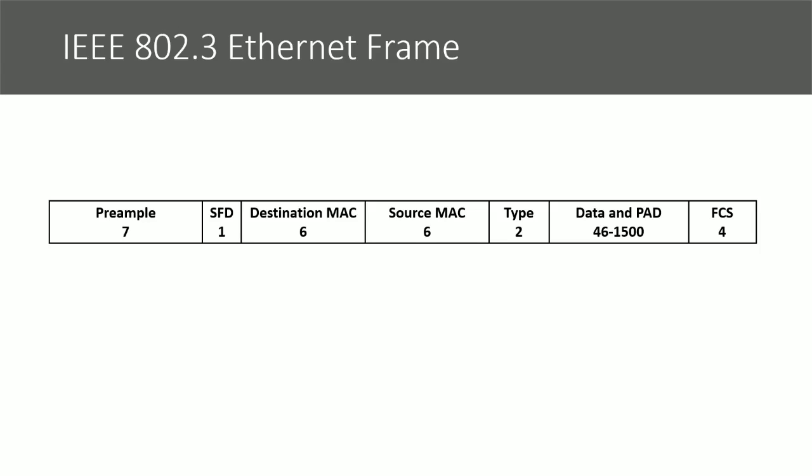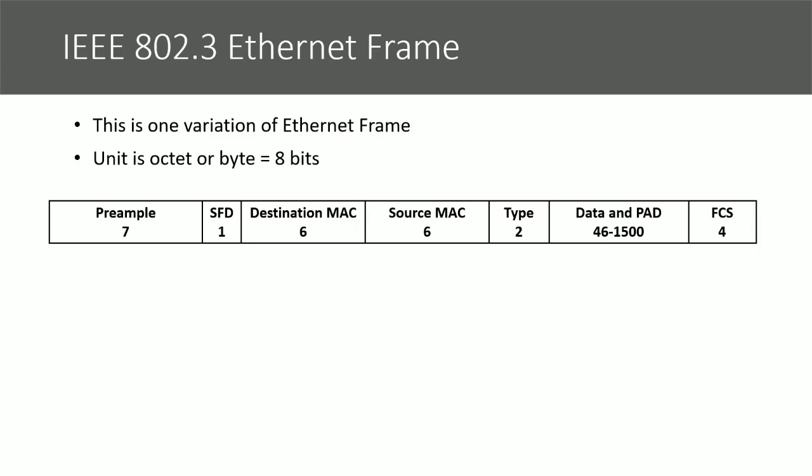Let's take a look at an example of a layer 2 frame, which is an Ethernet frame 802.3. This is one variation of the Ethernet frame. The unit in this frame is the octet or byte, which is 8 bits. As we discussed before, computers send and store information as bits. Usually, we use byte when we talk about storage, and we use octet in many other cases. So this is the format for a frame. It has these different fields.